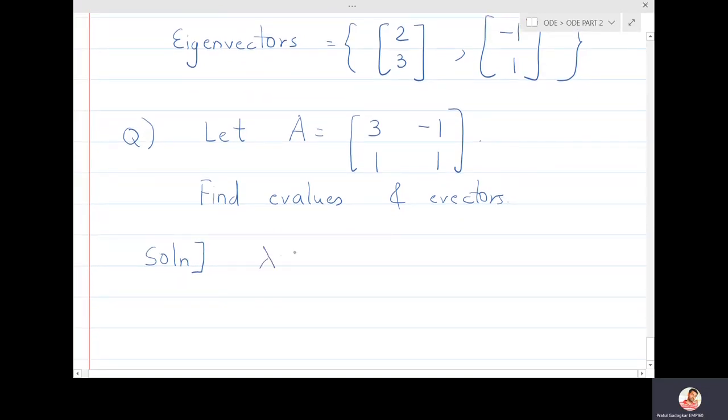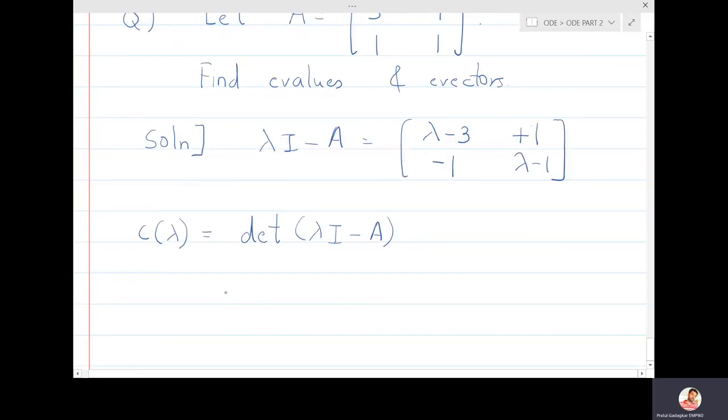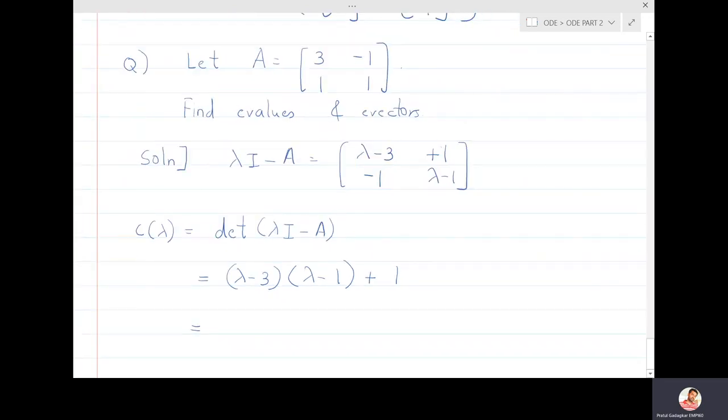So what is lambda I minus A? It is lambda minus 3, lambda minus 1, then minus 1 will become plus 1 and minus 1. When I simplify and take the characteristic polynomial, the determinant of lambda I minus A is equal to lambda minus 3 into lambda minus 1 minus plus 1. And this will simplify to be how much? We know the shortcut also. What will the simplification become?